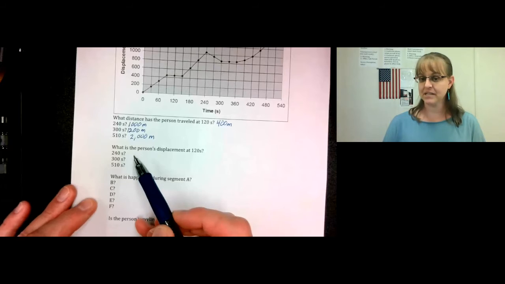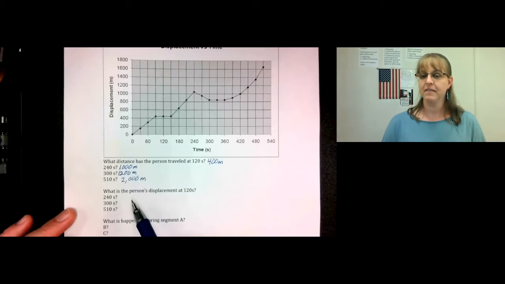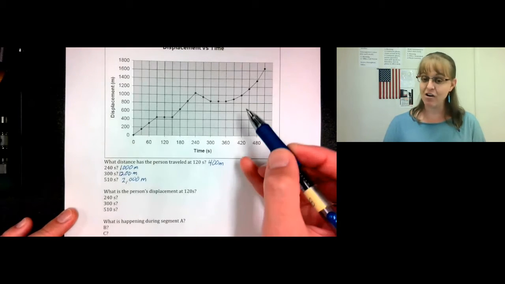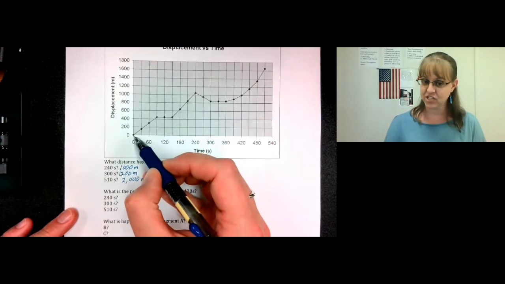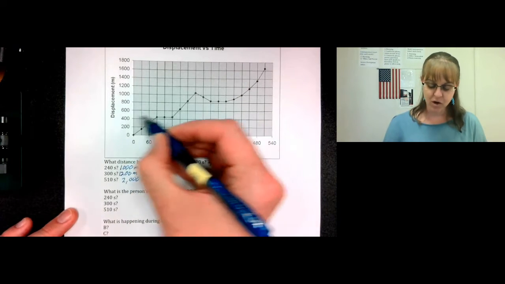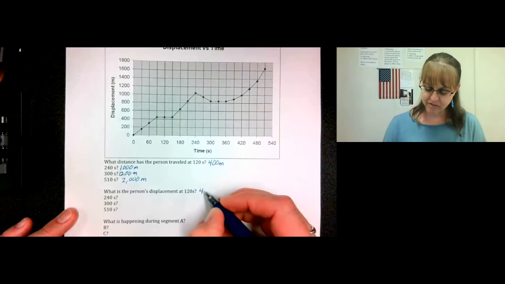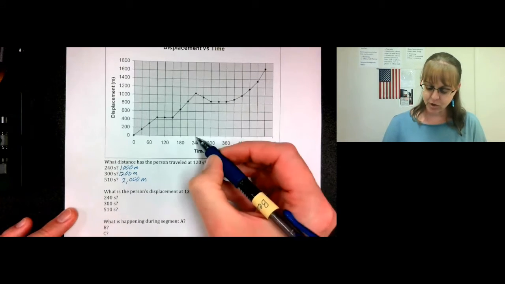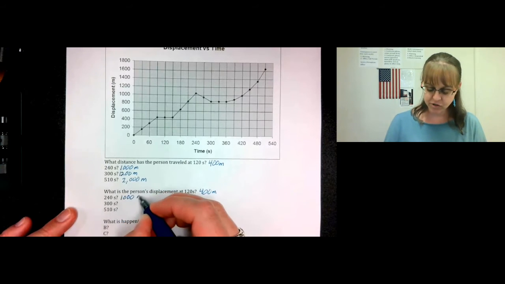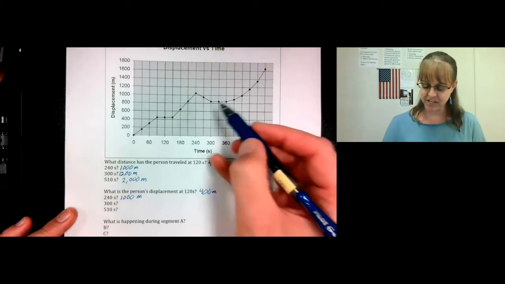Now, displacement is a little bit different. The displacement must only take into consideration how far away they are from where they started. So how far away are you from zero? At 120 seconds, we are 400 meters away from zero. At 240, we're 1,000 meters away from zero. So those are still the same, but then it gets different.